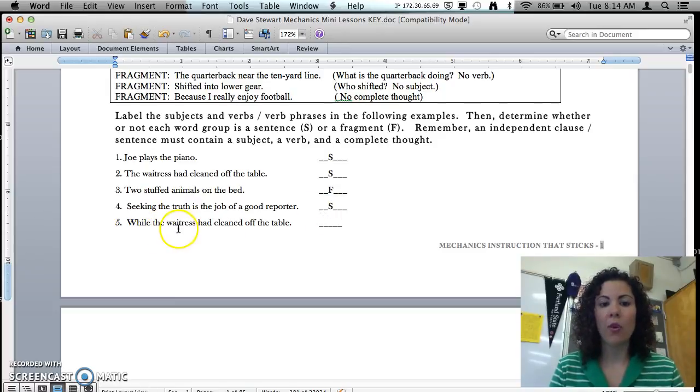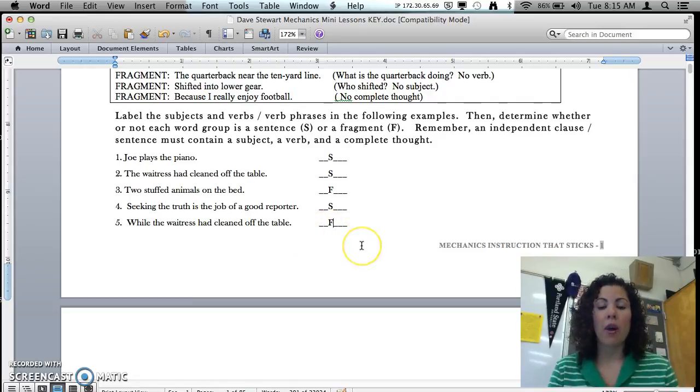Then I have while the waitress had cleaned off the table. Well, what happened when the waitress cleaned off the table? It's not a complete thought because of this one word, while. Even though it has a subject and a verb, it's not a complete thought. So that would also be a fragment.